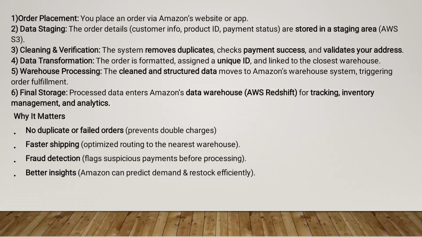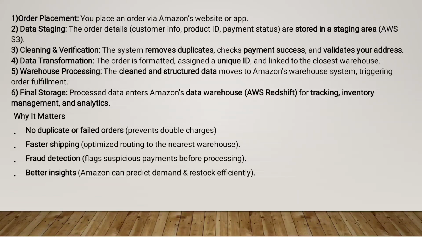First, order placement. You place an order via Amazon website or app. Second one, data staging. The order details like customer info, product ID, payment status are stored in a staging area like AWS S3. And the third one, cleaning and verification. The system removes duplicates, checks payment success, and validates your address. Fourth one, data transformation. The order is formatted, assigned a unique ID, and linked to the closest warehouse.